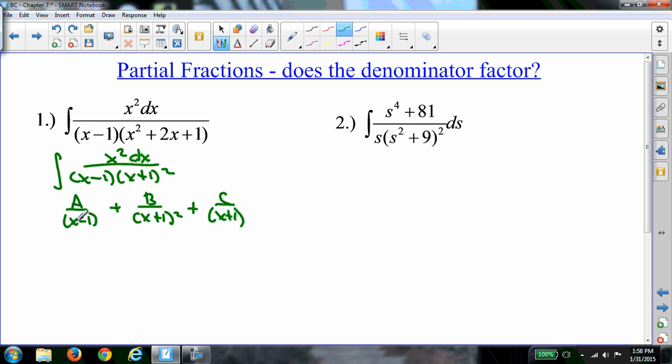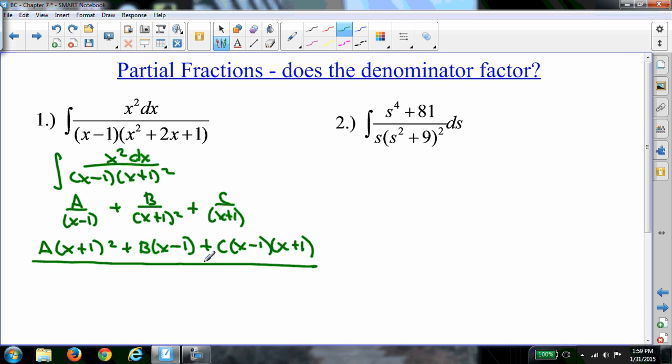So if the common denominator is x minus 1, x plus 1 squared, a would need to be multiplied by x plus 1 squared. B would need to be multiplied by x minus 1. And c would need to be multiplied by x minus 1 and x plus 1. That would get us a common denominator, and then this is our numerator for x minus 1, x plus 1 squared. And this has to equal my original, which was x squared over x minus 1 times x plus 1 squared.